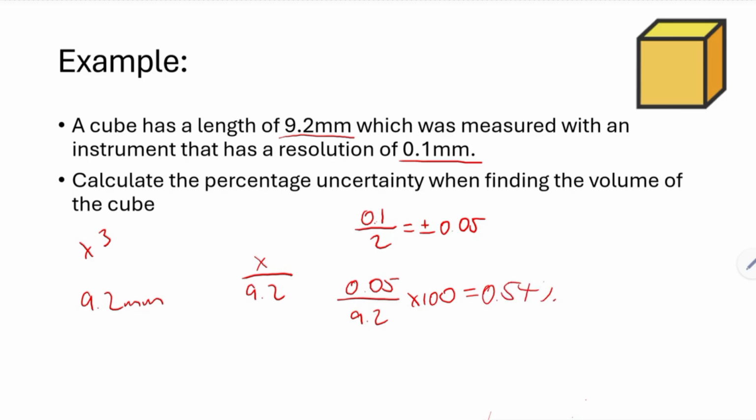When you do that, you'll get 0.54%, and due to the fact that to find the volume of a cube you need to do x cubed, you will need to do 0.54, the percentage uncertainty, times 3. If you times this by 3, you will get 1.62%, and that's the answer.